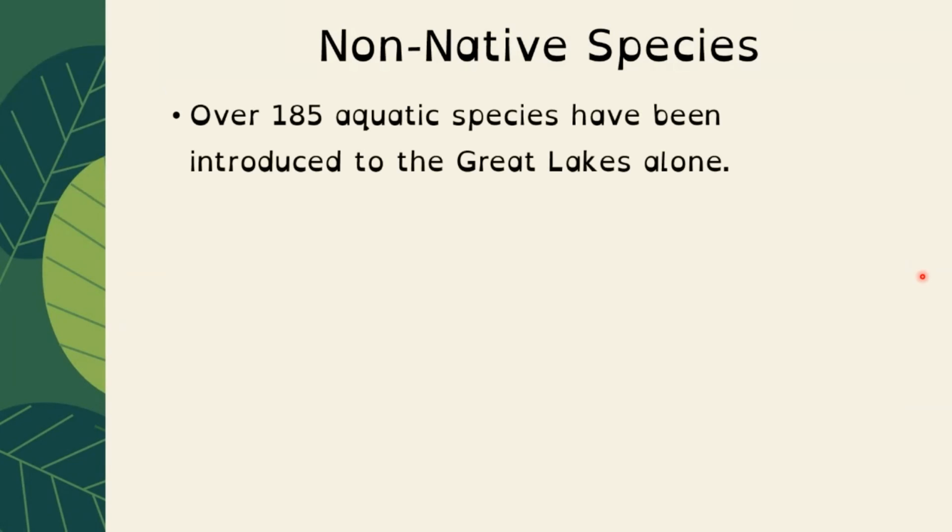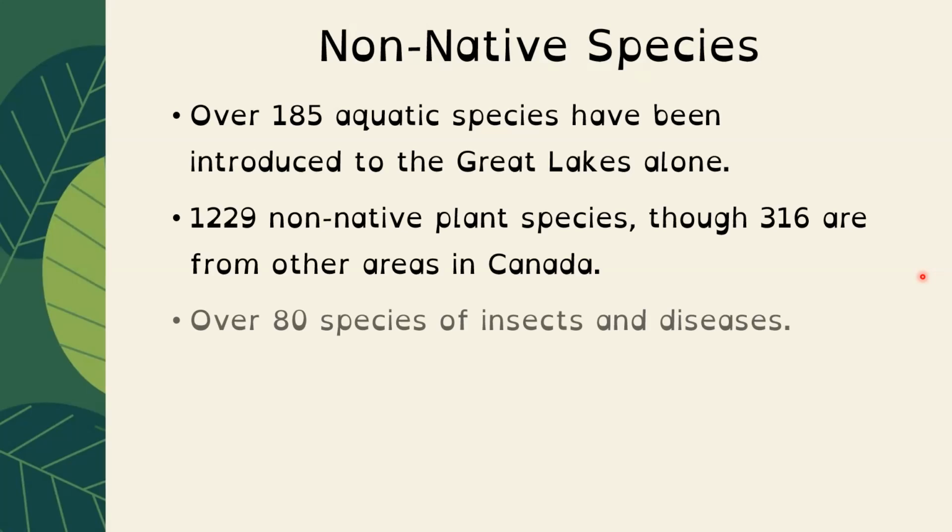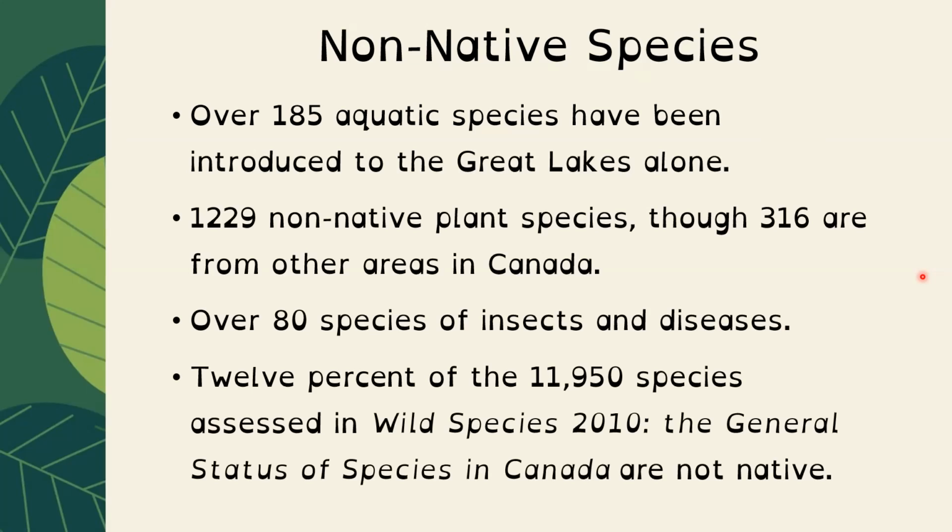So over 185 aquatic species have been introduced to the Great Lakes alone. 1,229 non-native plant species have been introduced, though 316 are from other areas in Canada. But this is all non-native plants that are in Canada now. Over 800 species of insects and diseases have been brought into Canada, and 12% of the 11,950 species assessed in the Wild Species 2010, the general status of species in Canada, are not native. So 12% of the species in Canada are not native.